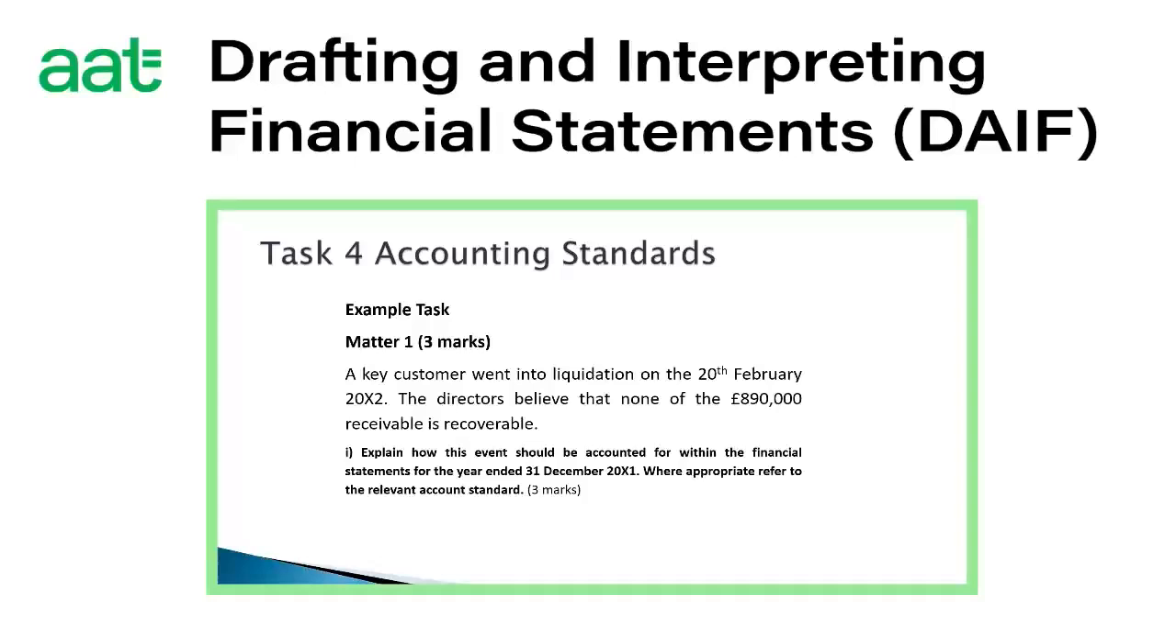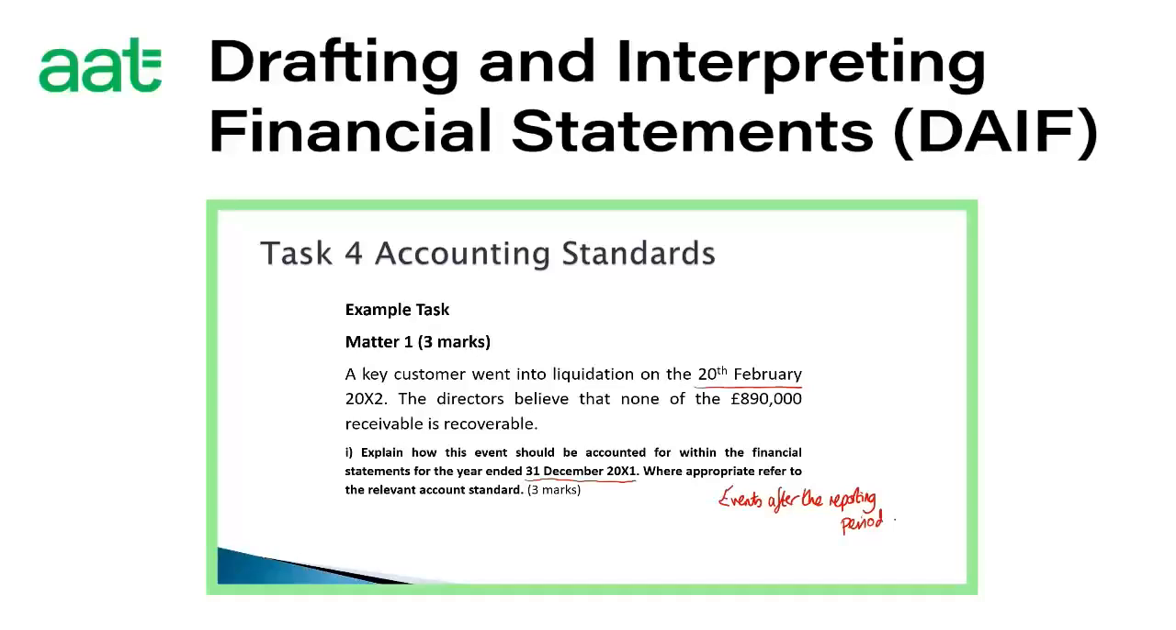So a key customer went into liquidation on the 20th of Feb, 20X2. The directors believe that none of the 890,000 receivable is going to be recoverable. So explain how this event should be accounted for within the financial statements for the year ended 31st of December X1. Where appropriate, refer to the relevant accounting standard. So which accounting standard are we talking about here? This is events after the reporting period. Because this happened on the 20th of Feb, and we're talking about the financial statements at the year end of the 31st of December X1.